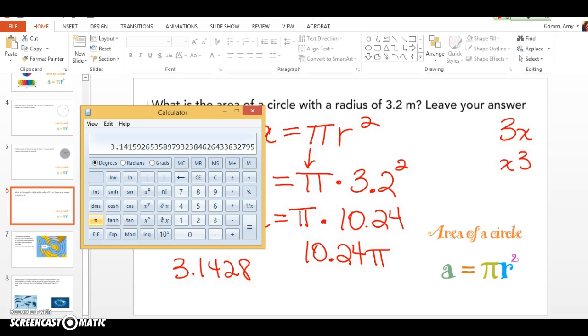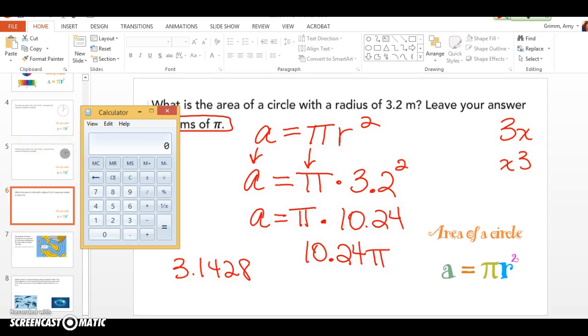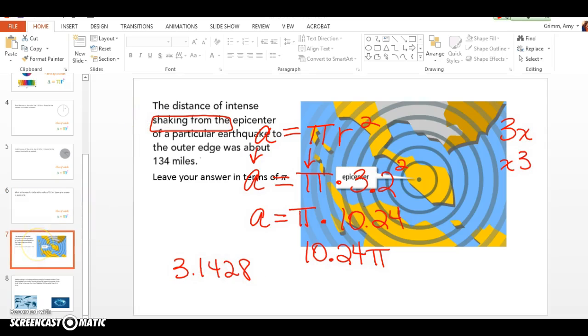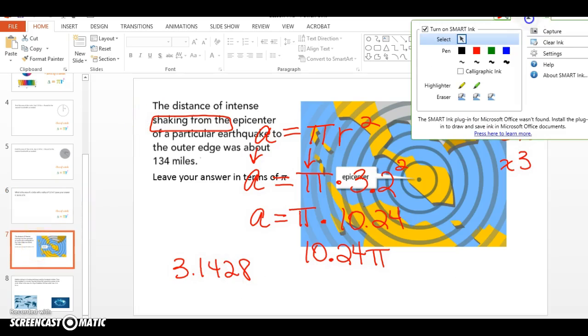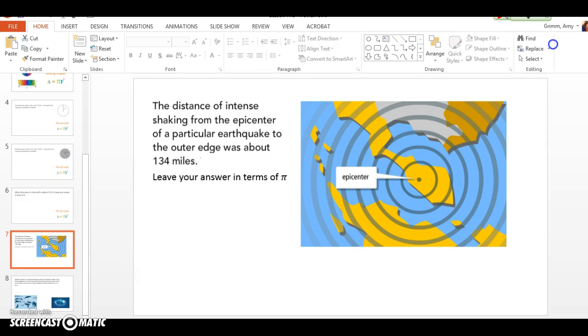Because remember, pi is irrational. And if it's irrational, it means it can't be written as a fraction. So that's our closest estimate. Yeah. All right, so view, back to standard. Okay, very good. All right, I think I'd like you to try this one on your own, and let's see if you can do it.